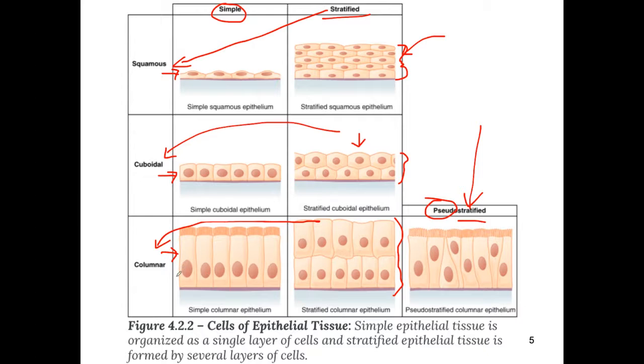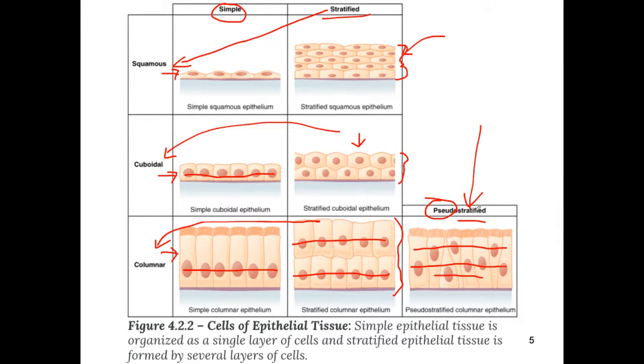Well, if you look at simple columnar on the lower left, we see that all of these nuclei are at the same level. When we look at stratified cuboidal and columnar, we see these nuclei are at the same horizontal level. In fact, in all of these, the nuclei are even. But if you look at this one, we have some nuclei at this level, we have some nuclei at this level, and we have some nuclei at this level. So it gives it the appearance that it's 1, 2, 3 layers, but truly it is only one cell layer thick. So we call it pseudo-stratified columnar.